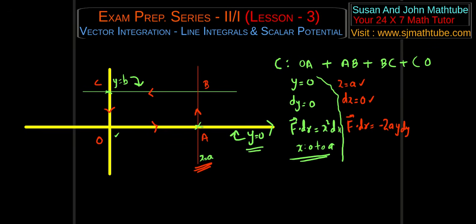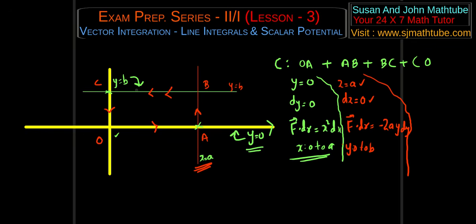And there is no change in x. X is fixed, but y moves from 0 to b. This is the line y equal to b. So y moves here from 0 to b. Okay, now the third integral, BC.